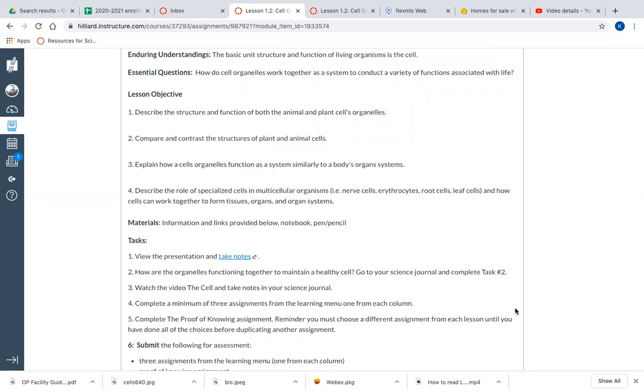Explain how a cell's organelles function as a system, similar to a body's organ systems. We have the respiratory system, the integumentary system, the endocrine system. What types of things does the cell have that allow it to function? And describe the role of specialized cells in multicellular organisms, for example a nerve cell, an erythrocyte (a red blood cell), root cells, and leaf cells, and how cells can work together to form tissues, organs, and organ systems.